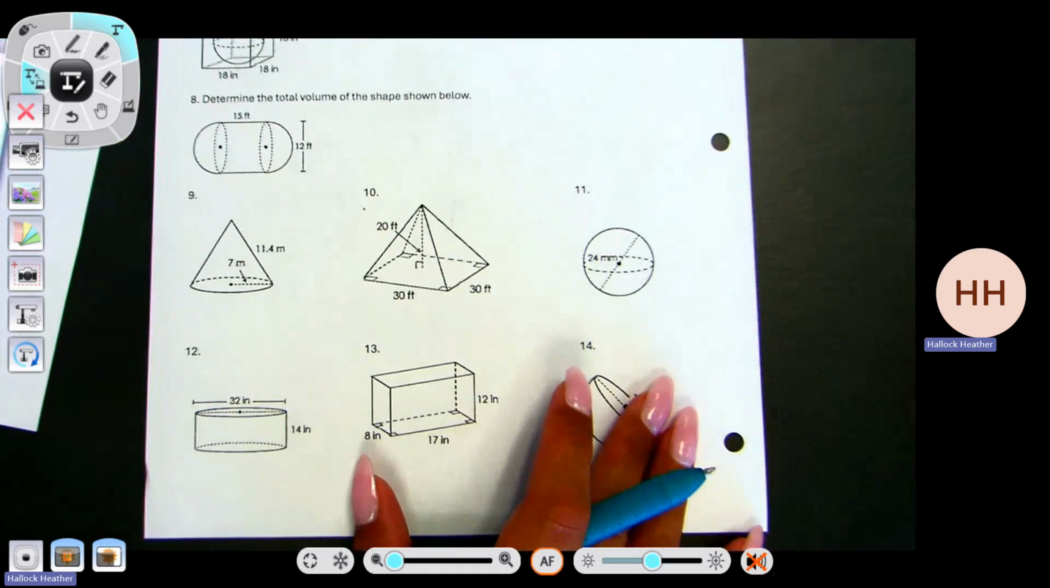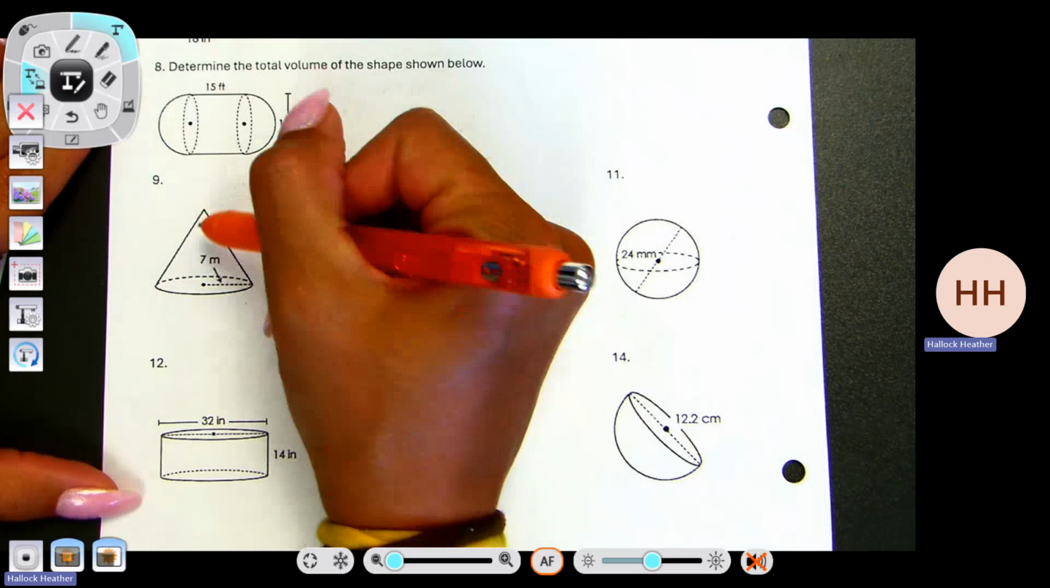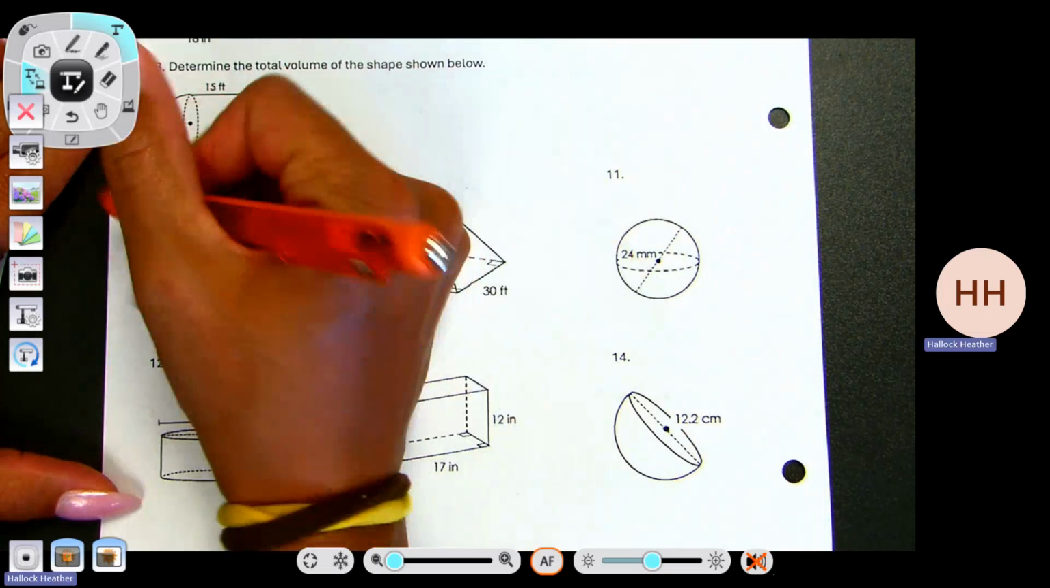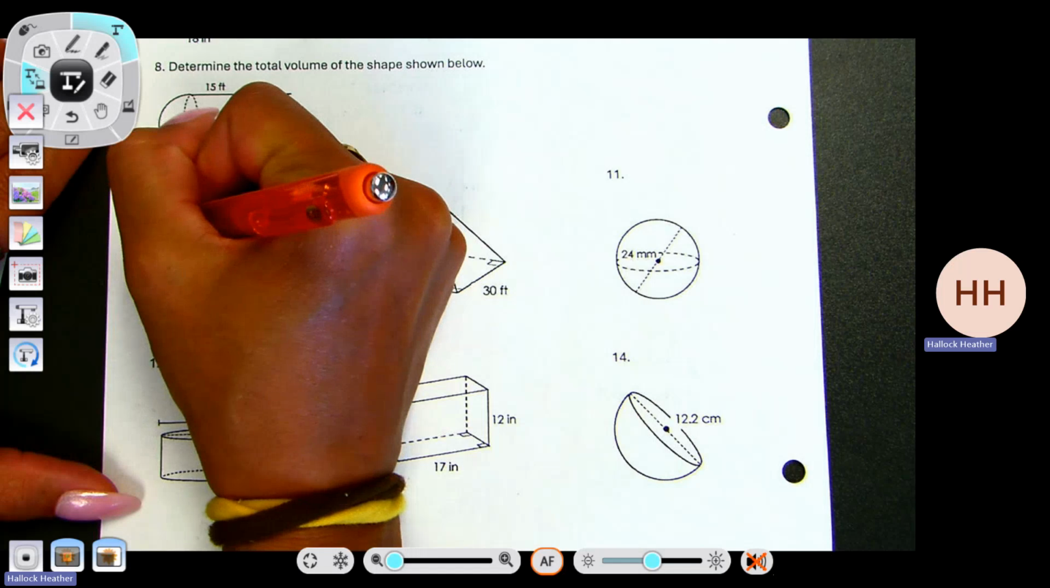Okay, you have these problems down here. First, there's one problem that requires the Pythagorean theorem. Does anybody see which one requires the Pythagorean theorem? There's only one. It's 9. 9 is the only one that has a slant height. So 9, you will have to do the Pythagorean theorem.